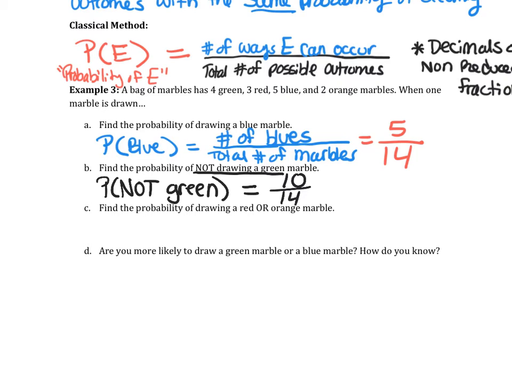Okay. Can you guys try C and D? So probability of drawing a red or orange, and then determining which one's more likely, drawing a blue or a green. Okay, so for letter C, probability of red or orange. What number was in the numerator of your fraction? How many red or orange marbles are there? 5. We have 3 red plus 2 orange gives us 5 over our total number of marbles, which is 14. Questions on C?